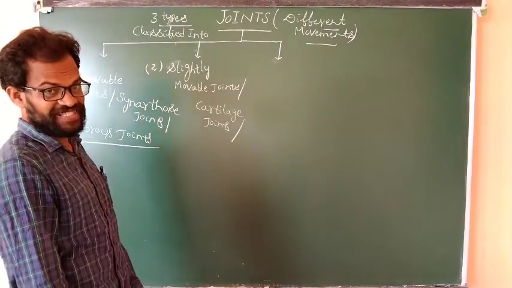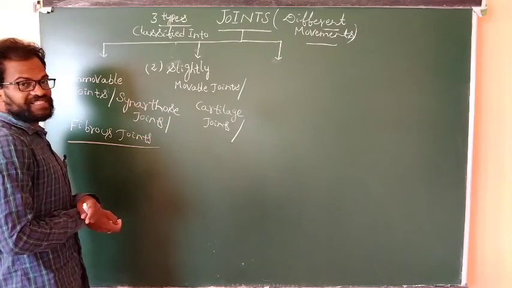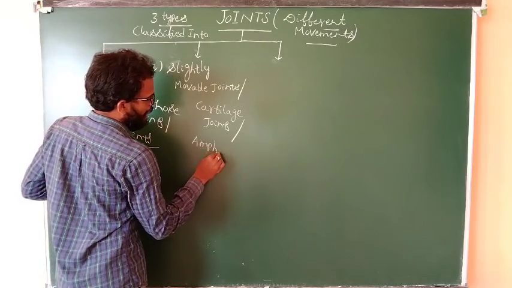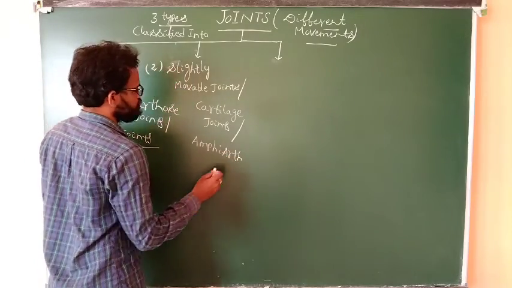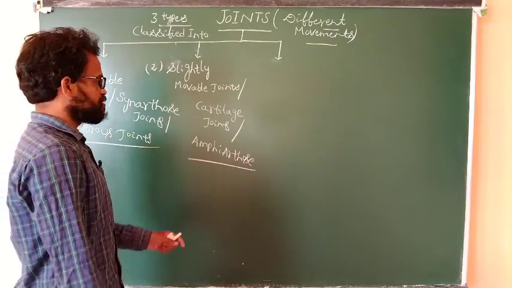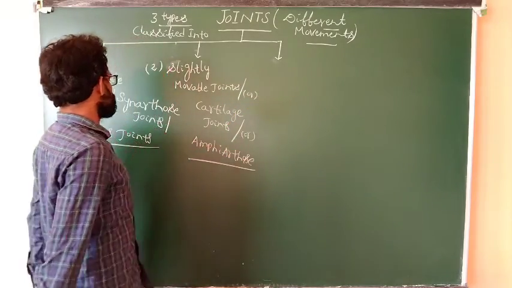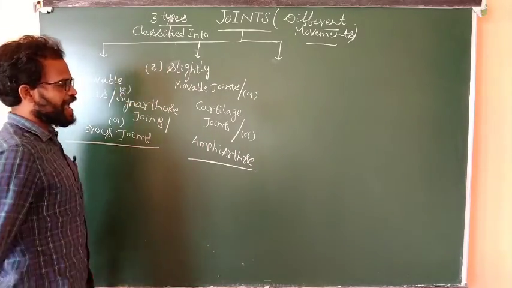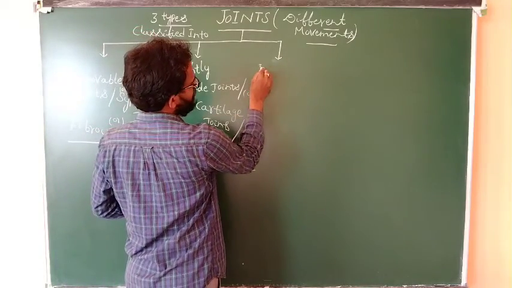These cartilaginous joints are also known as amphiarthrose. Amphiarthrose. What is the other name? Amphiarthrose.